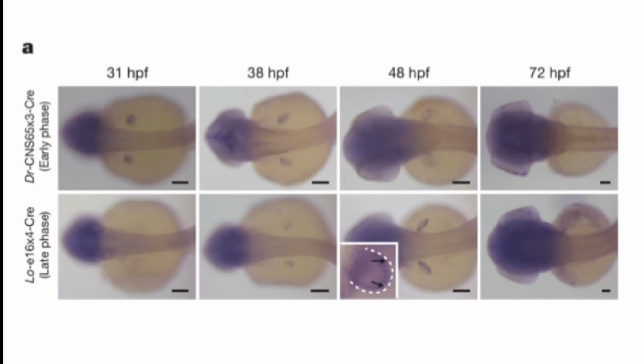CNS65 enhancer is expressed through the fin fold from 31 to 38 hours post-fertilization, whereas late phase expression driven by E16 begins somewhat weakly in the distal fin at 38 hours post-fertilization and then dampens around that 72-hour mark. So it seems that E16 is driving more distal expression, which is consistent for something that is making digits.